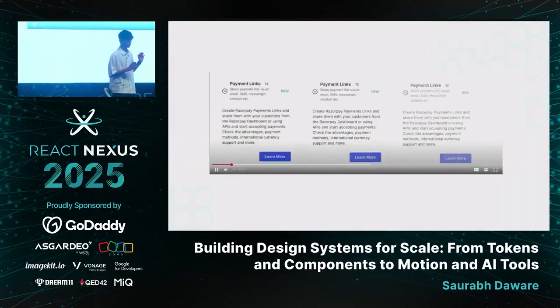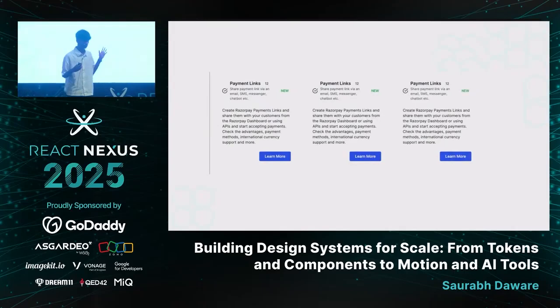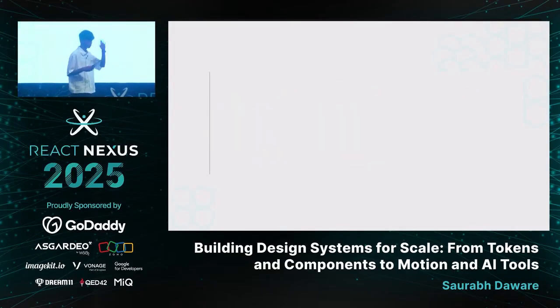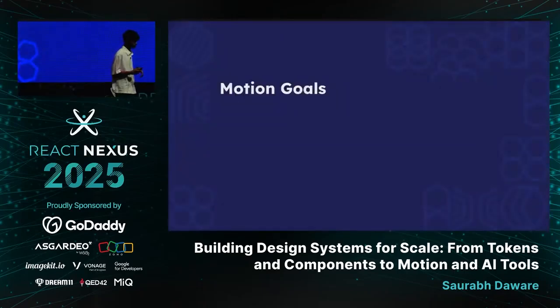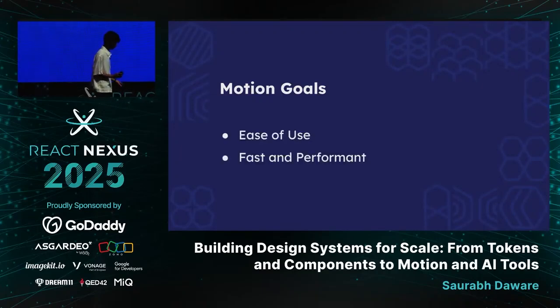This is an example of what the motion does, where we have this card where it just staggers and comes from the bottom. Now, what are exactly the goals of the motion? This is how we defined the goals: ease of use and fast and performant.